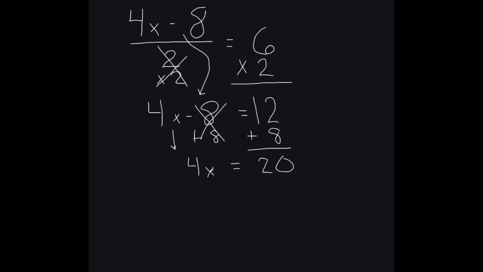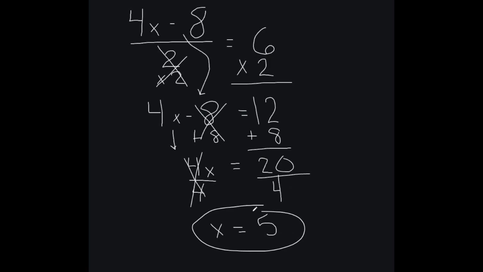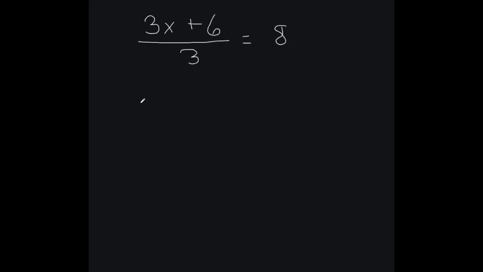Now we want to get the x by itself. We see 4x, it's basically saying 4 times x. So let's do the opposite. We're going to divide. So by dividing by 4, we just get rid of that. That means we have to divide this 20 by 4. We have x equals, how many times does 4 go into 20? If you said 5, you are right. And there you go. There is our answer. Let's try one more here.